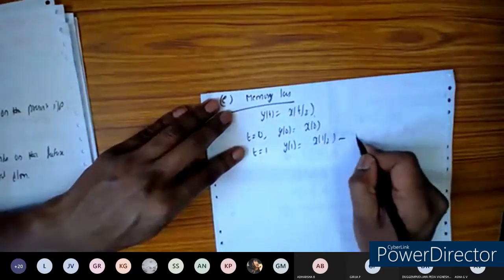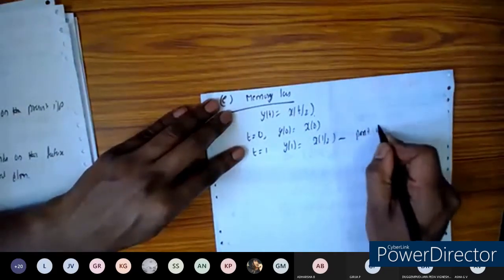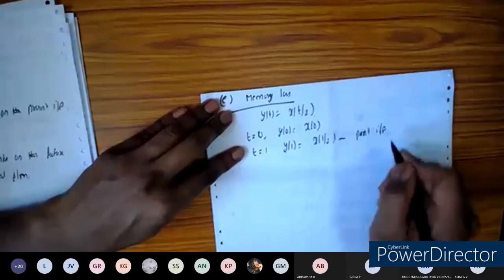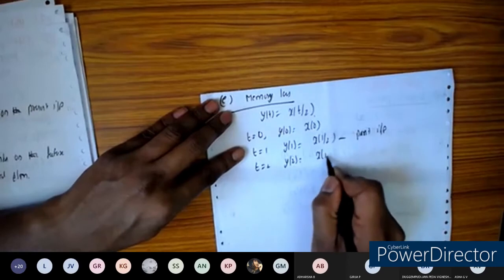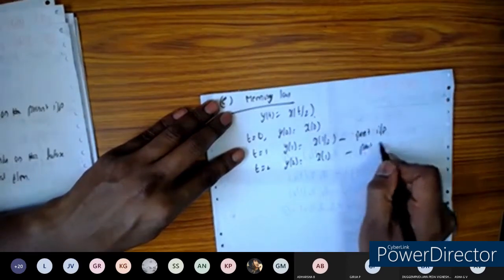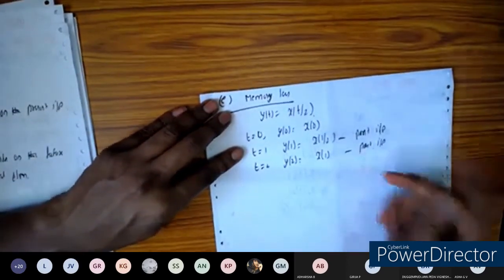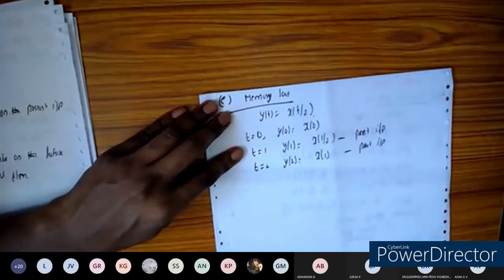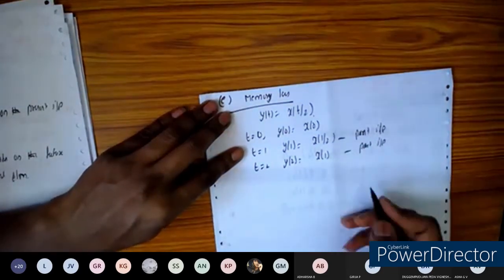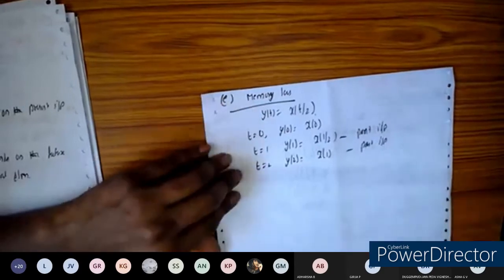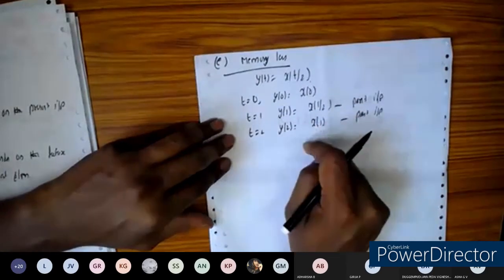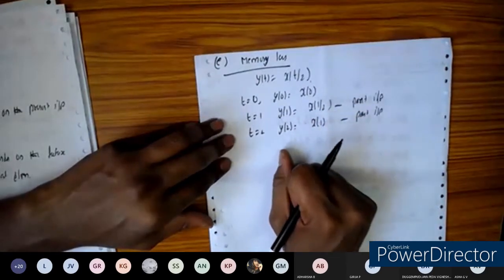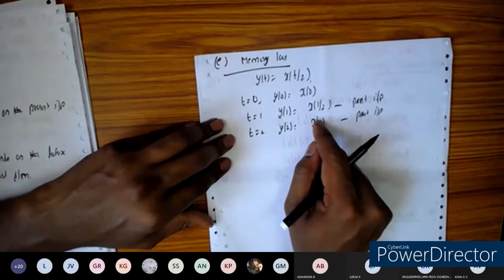So x of 1 by 2 is nothing but a past input here. Similarly, if I substitute t is equal to 2, y of 2 is nothing but x of 1. So this is also a past input. So does it have memory or is it memoryless? The present output depends on the past input. So it has memory.